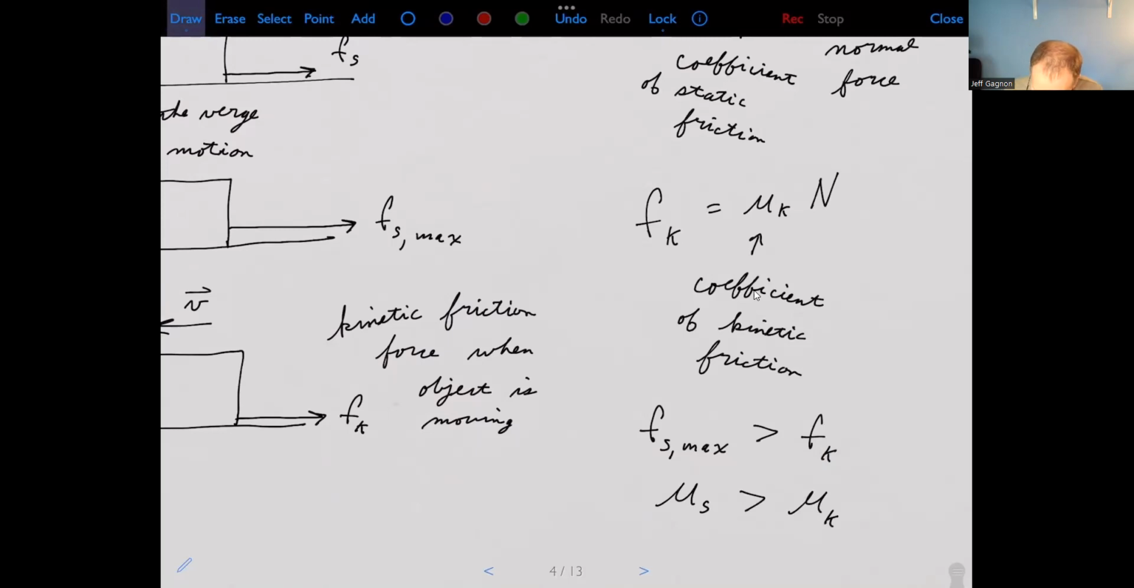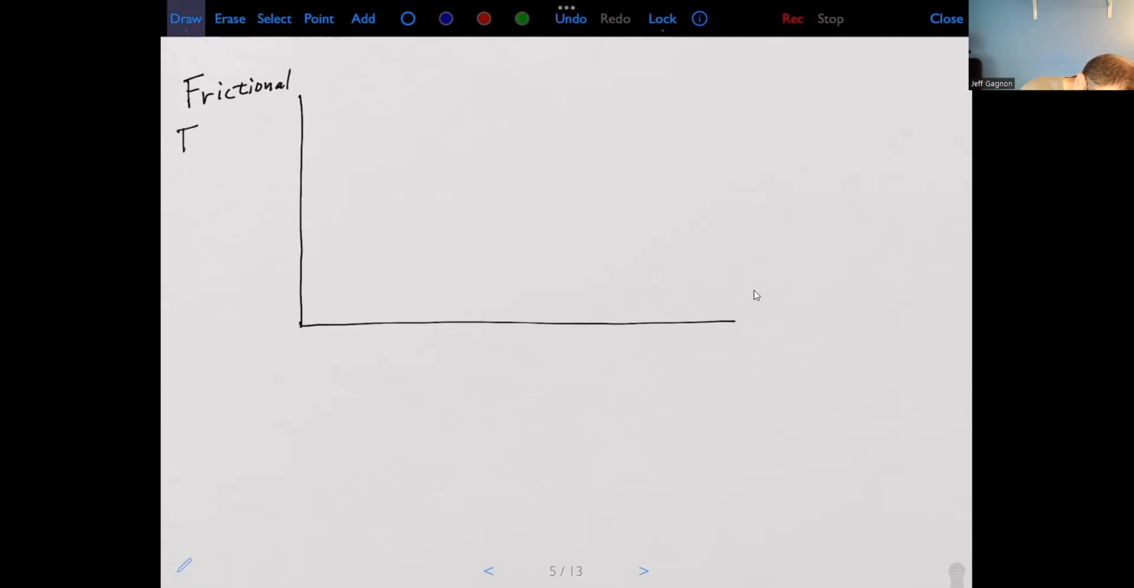If you want to see a graph of this, let's say I plot frictional force in newtons on the y-axis and time in seconds on the x-axis. And again, we will do this in lab. What you're going to find, let's say you connect a string to a block that's sitting on a surface, right? And there's friction between the surface and the block. And you pull on the string. At first, the object is not going to move.